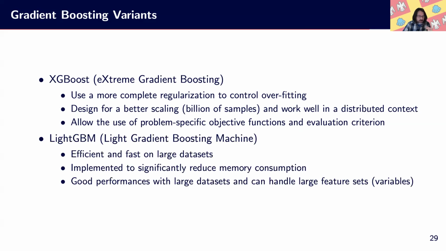We have a lighter version, which is called Light GBM, which is efficient on fast and large data sets, and reduces significantly the use of memory. So it can handle large data sets and large feature sets, which is another well-known and widely used implementation of gradient boosting.